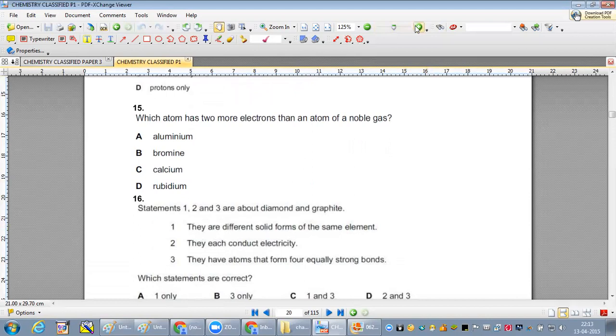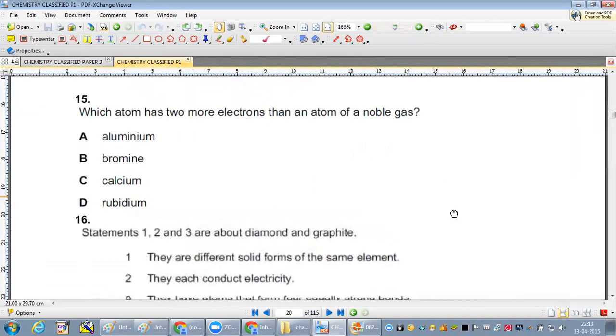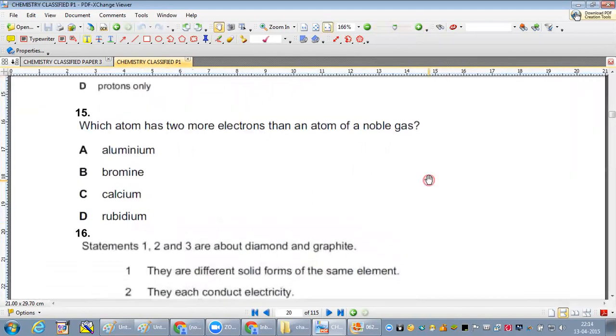Question number 15. Which atom has 2 more electrons than an atom of a noble gas? So we'll have to work out the electronic configurations of each one of these. There should be 2 more electrons than the noble gas. Noble gas means either 8 electrons in the last orbit or 2 electrons in the last orbit. That's what an inert gas is.